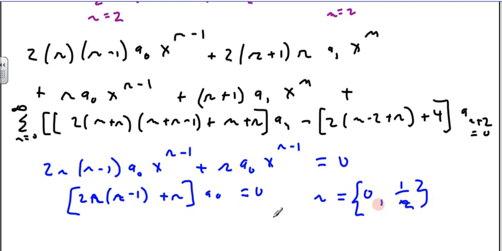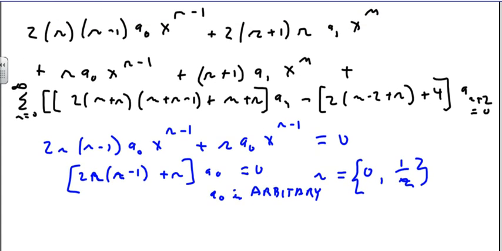So if we put in 0, we get 0, a0 is 0, so that's good. If we put in a 1/2, I've got a 1/2, I've got a minus 1/2, I've got a 1 minus a half plus a half. That's 0 too. So a0 is arbitrary, and both r's work in that situation. So that's good.